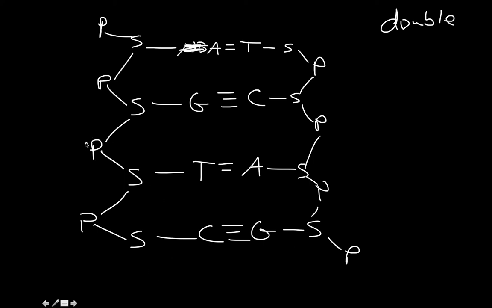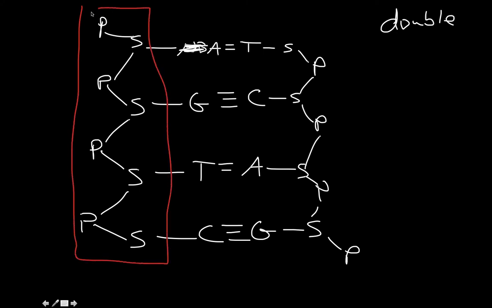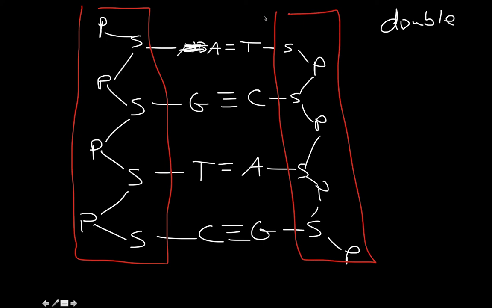So here we have the rungs of the ladder, alternating sugar, sugar, phosphate, phosphate, sugar, phosphate, sugar, phosphate, sugar. And here's the other side of the ladder, going sugar, phosphate, sugar, phosphate, sugar, phosphate, sugar, phosphate, with our nitrogen bases in the middle pairing up together, making up the rungs of the ladder.